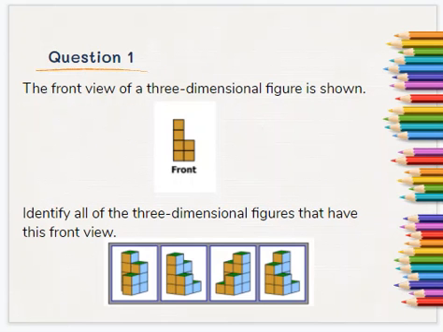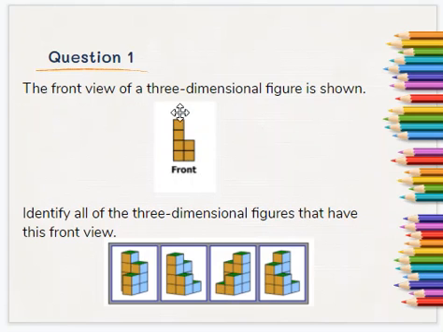The first question, basically we're just going to narrate the questions. So question 1, the front view of a three-dimensional figure is shown. There are 4 squares going down the first column, and then 2 going down the second column. And then we need to identify all of the three-dimensional figures that have this front view.